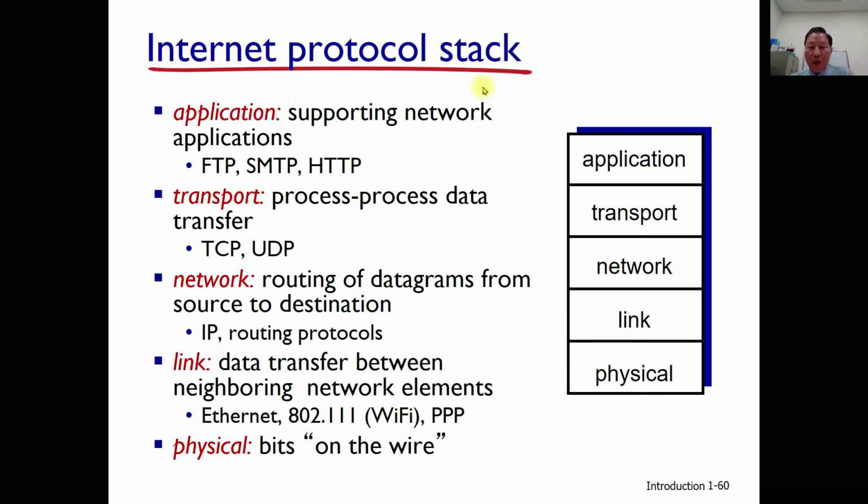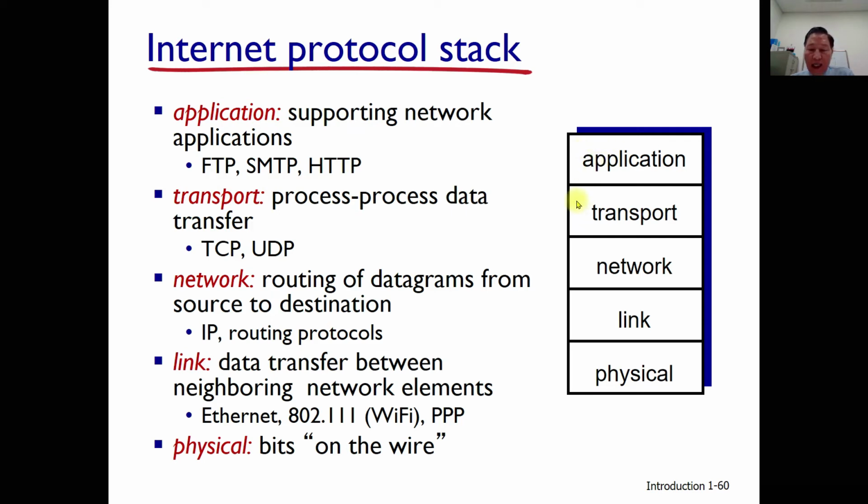Thus, the Internet protocol stack was designed with the implementation of a layering architecture. The layered architecture here, we can divide into several pieces, several modules. The first one, on the top side, is the application layer. This one supports network applications, for example, FTP, SMTP, HTTP, which we learn later: file transfer protocol, simple mail transfer protocol, hypertext transfer protocol. Those are protocols related to this application layer.